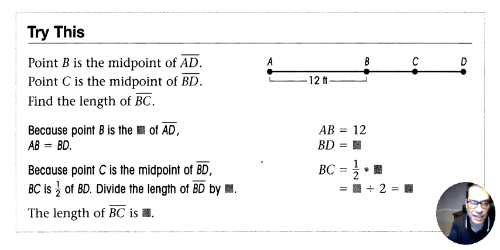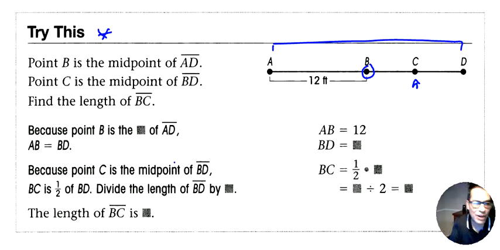Now you're going to work a little bit, and before you get to number 13, you're going to come across your try this, okay? So let's go through this one as well. Here we have point B, and point B is the midpoint of segment AD, so segment AD all the way across here. Point C is the midpoint of segment BD. What we want to do is find the length of BC.